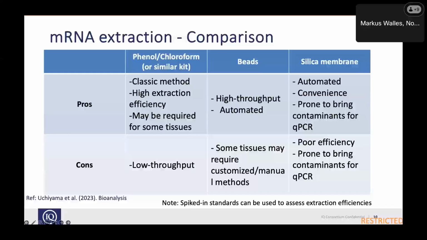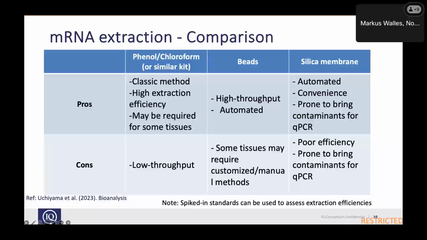So as mentioned, there are different RNA extraction methods which can impact efficiency and thus quantification of the mRNA of interest. Each can have advantages and some inconvenience. For example, the classical method based on phenol chloroform extraction can be highly efficient, but has a low throughput and is time-consuming. On the other hand, beads-based methods or the use of silicon membranes can be automated, which are suitable for a bioanalytical lab, but can have a lower efficiency.